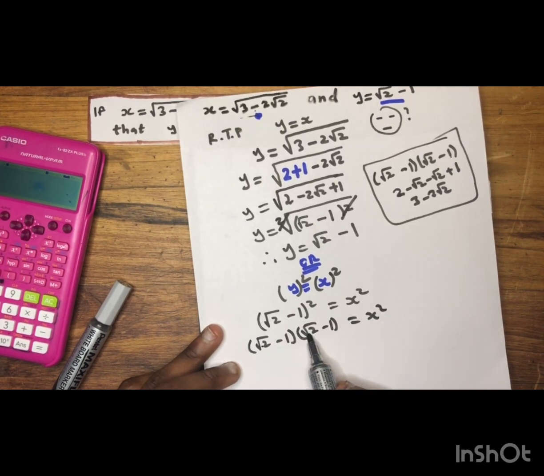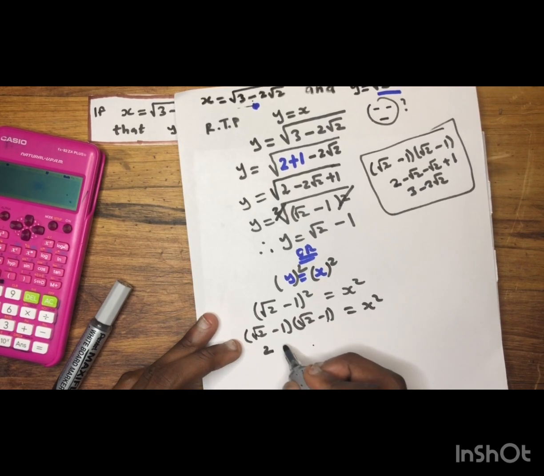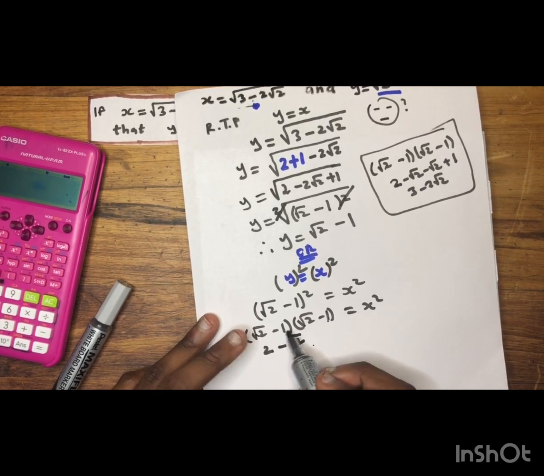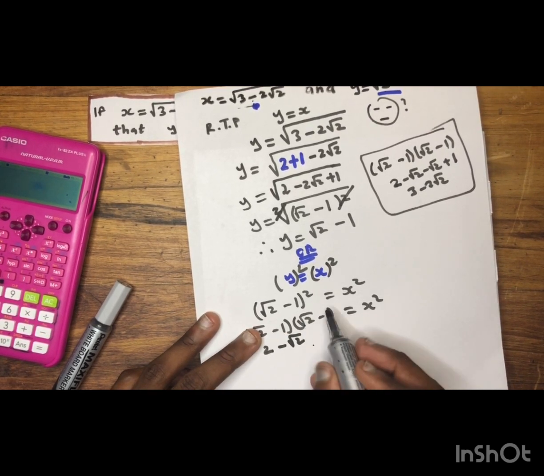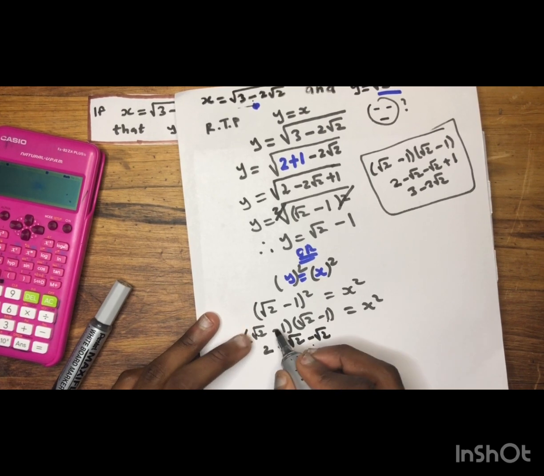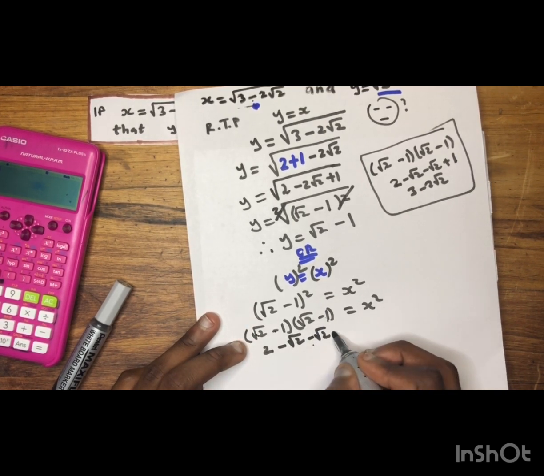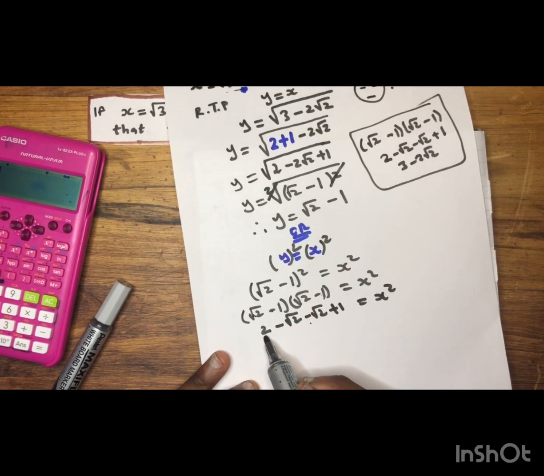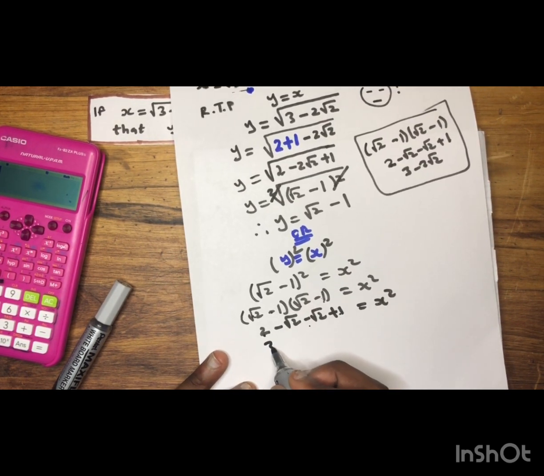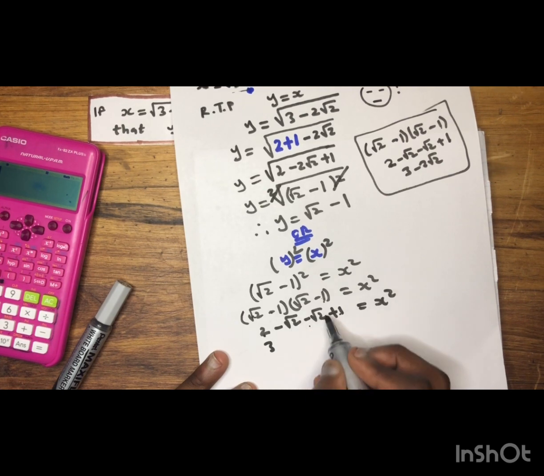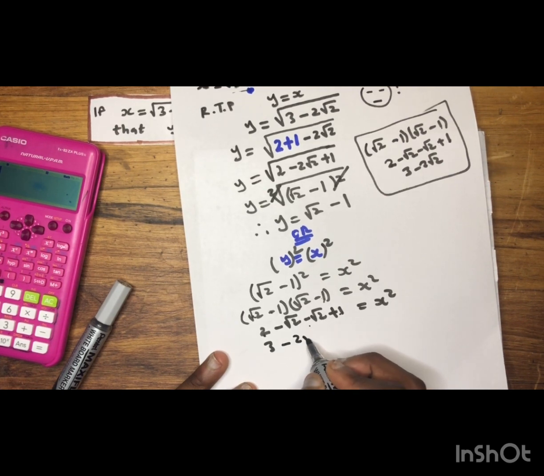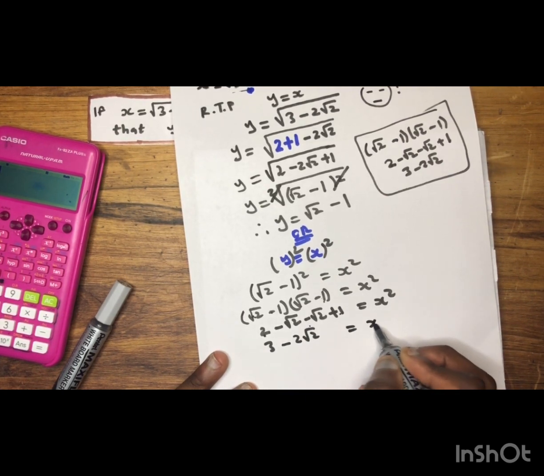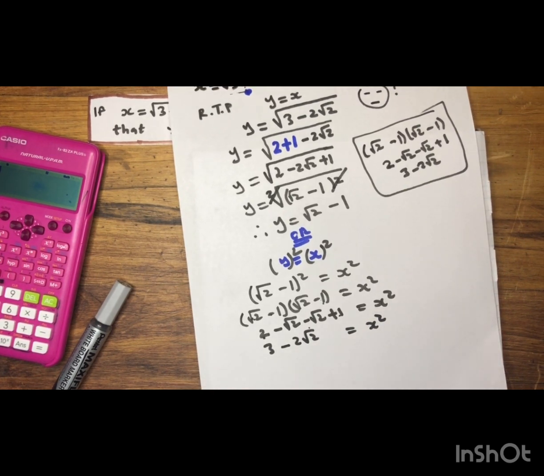So root 2 times root 2, you get 2. Root 2 times negative 1, you get negative root 2. Negative 1 times root 2, you get negative root 2 again. Negative 1 times negative 1, you get positive 1, equals x squared. So 2 plus 1, you get what? 3. Negative root 2 minus root 2, you get negative 2 root 2, equals what? X squared. So now you ask yourself, were we looking for x squared?